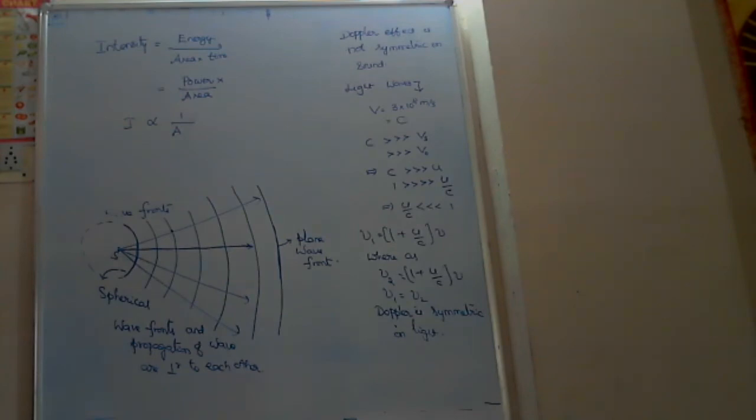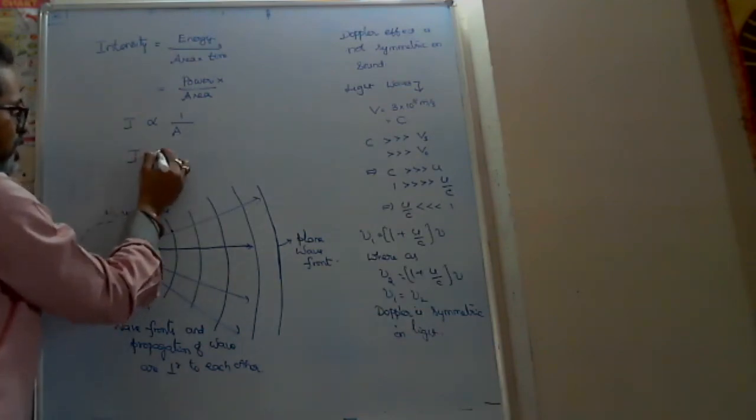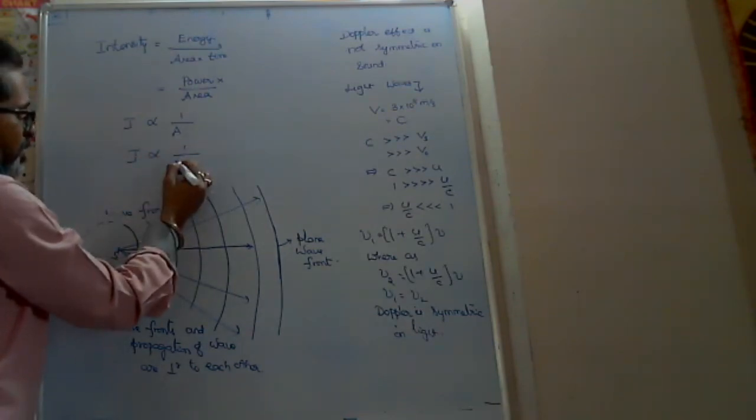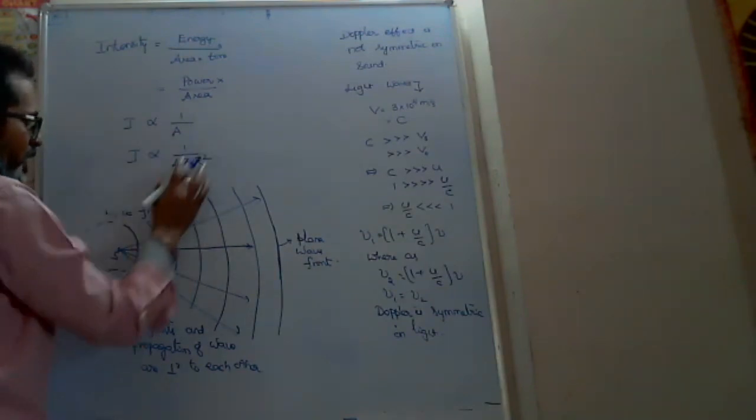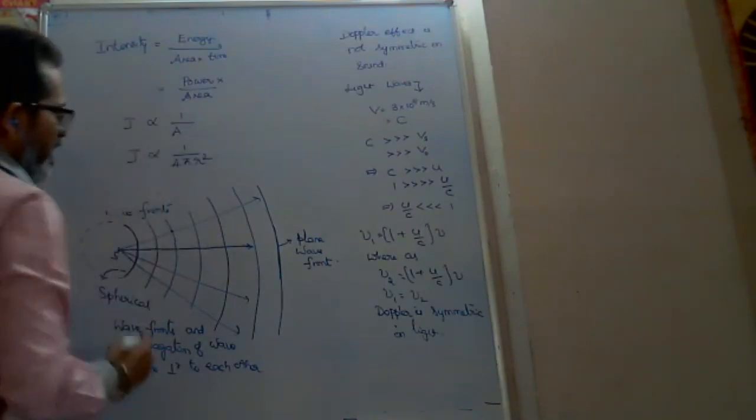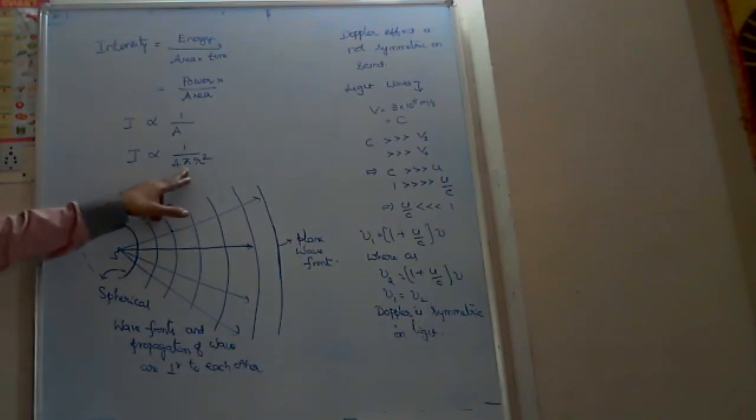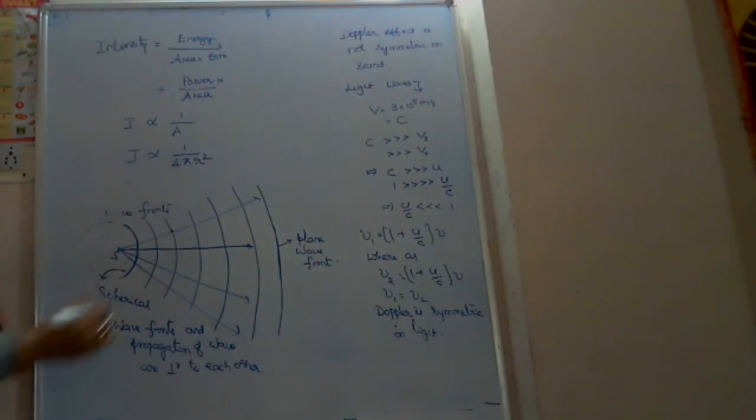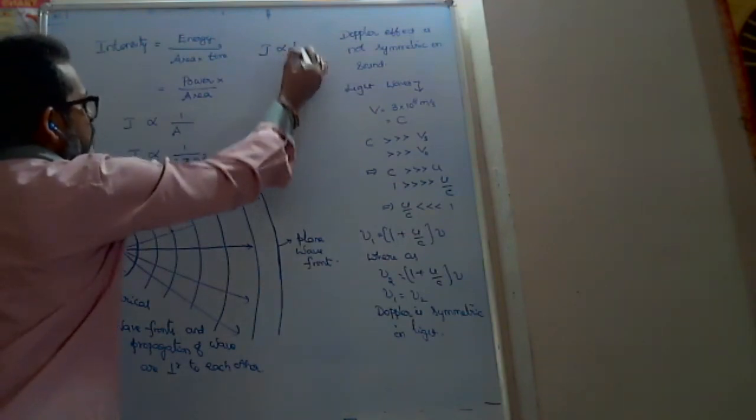Pi r square, sir. Pi r square or 4 pi r square? 3 pi r square, sir. Sphere. 4 pi r square. Right. So here I write it with a small r, 4 pi r square. Here 4 pi is a constant. Then what can you say? I is inversely proportional to R square.